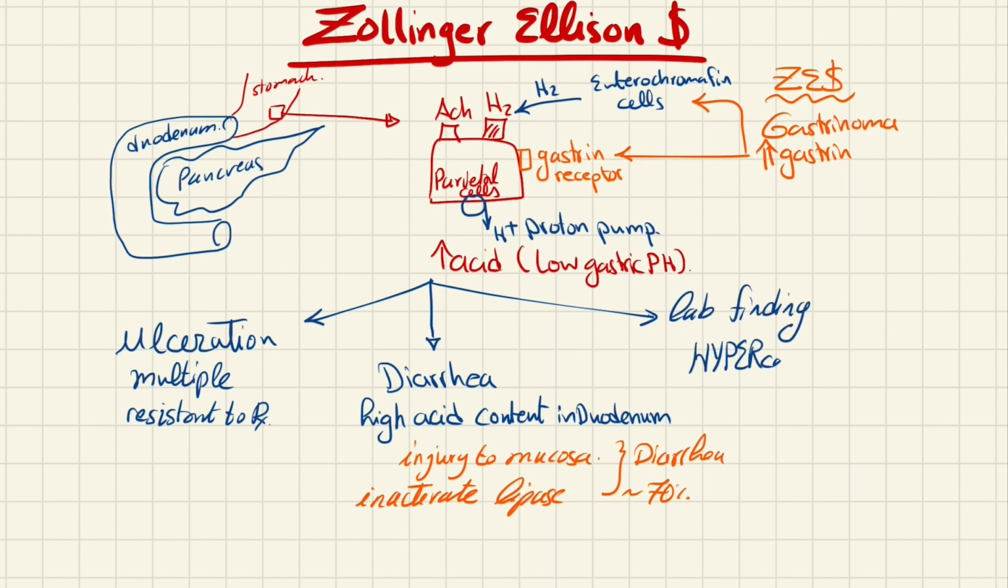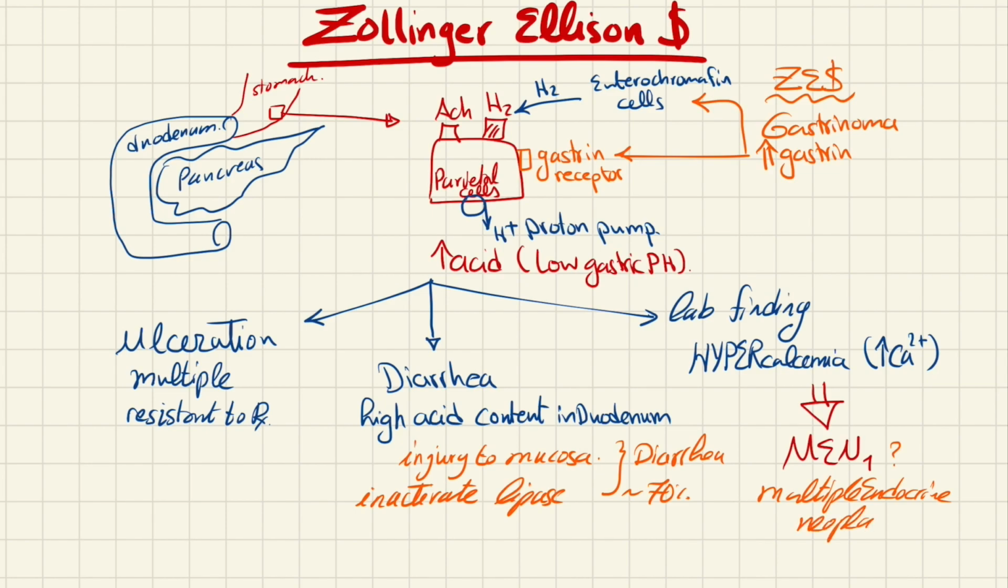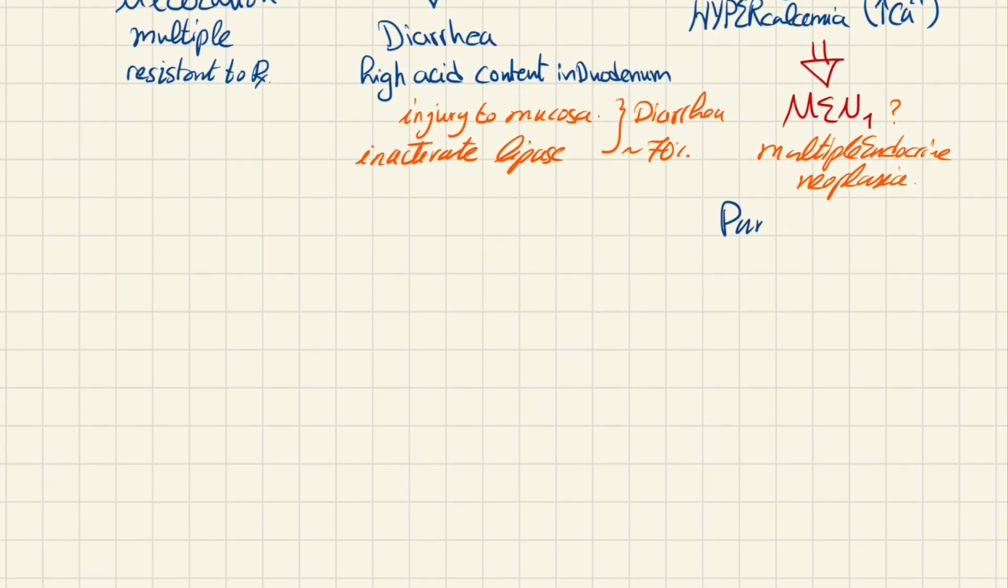Another lab finding is hypercalcemia, when the gastrinoma is associated with MEN1, multiple endocrine neoplasia type 1, which includes pituitary adenoma, parathyroid hyperplasia causing the hypercalcemia, and pancreatic tumors such as the gastrinoma of Zollinger-Ellison, and in some cases vipomas, insulinomas, glucagonomas. We will mention them separately in the endocrine section.